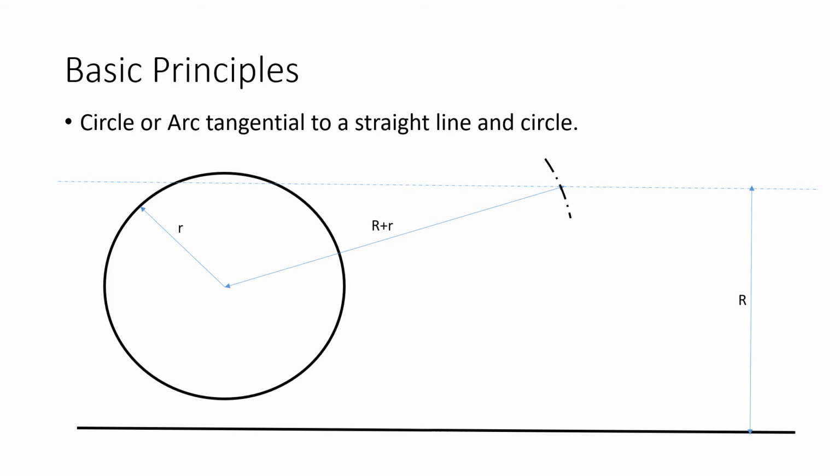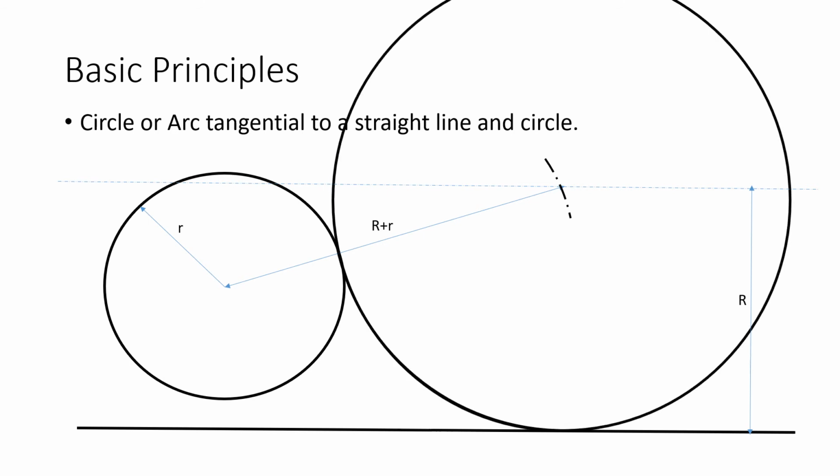And where those line and arc intersect is going to be the center for drawing a circle that's going to be tangential to both the circle and the line. Now, if we wanted to just have the arc alone, then we trim away what we don't need from the circle to give the required arc.